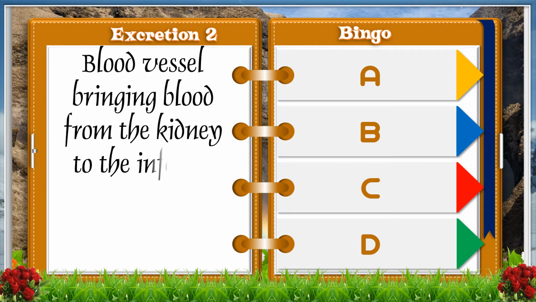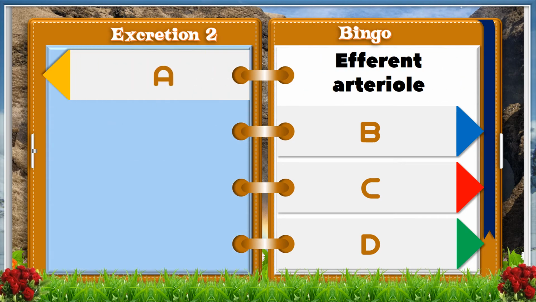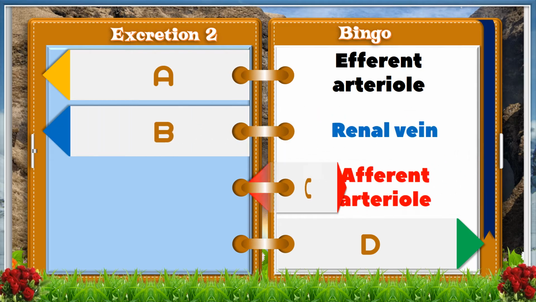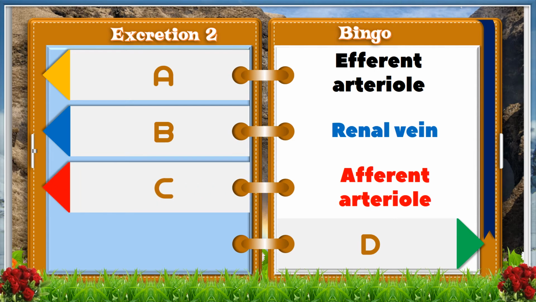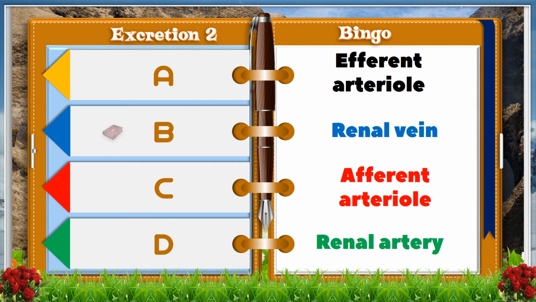Blood vessel bringing blood from the kidney to the inferior vena cava towards the heart. A. Efferent arteriole. B. Renal vein. C. Efferent arteriole. D. Renal artery. And the answer is B. Renal vein.